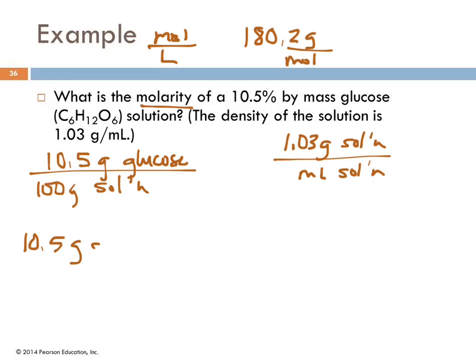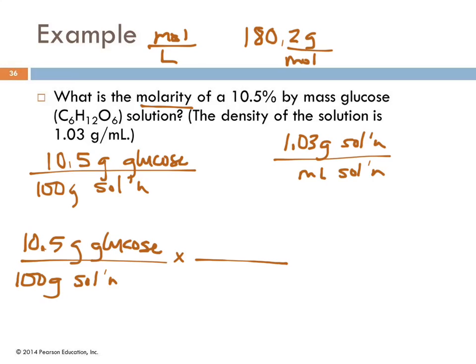10.5 grams of glucose. Do you absolutely have to write glucose in there? No, you don't. But if you find yourself getting the wrong answer, then you probably should, because it's just good to be clear on what you're dealing with. So I want to have grams of solution on the top to cancel out, and I see that I've got that in here, so that's going to be 1.03 grams of solution per milliliter of solution. And then I could go milliliters and liters.